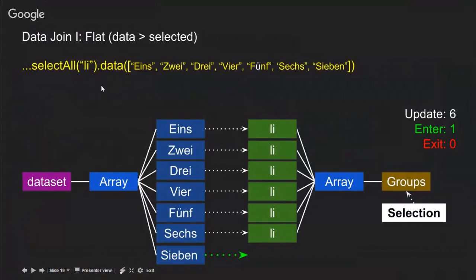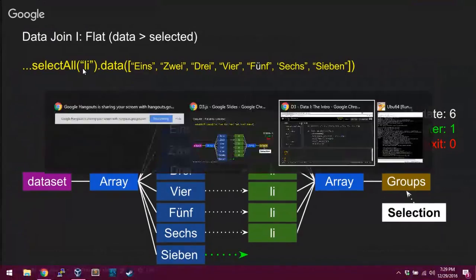So a flat selection with flat data, in terms of data structures, is fairly simple. The next part is if you want to do nesting.